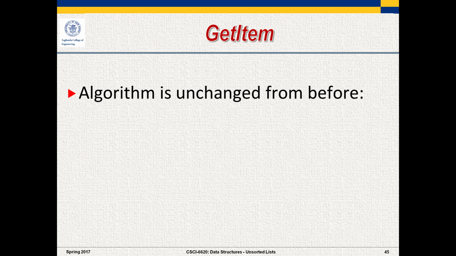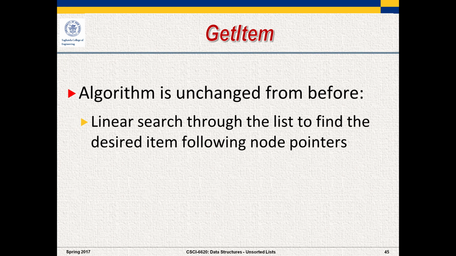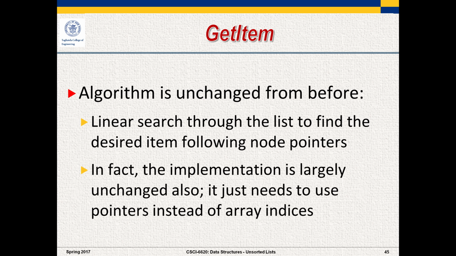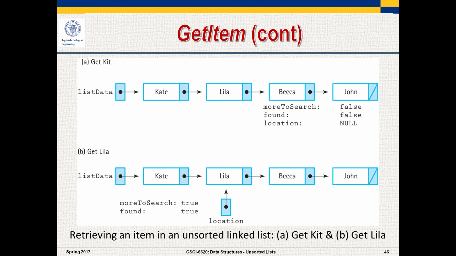How about GetItem? It's basically unchanged. You need to do a linear search because in either case you still have to step through everything one after the other. It's unsorted, so you can't use the fact that the list is sorted to help you. So basically that's pretty much identical. In the array-based implementation, you use subscripts to walk through the list. Here you need to use the pointers and follow the pointers.